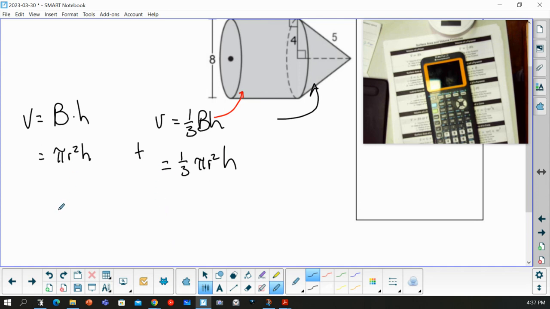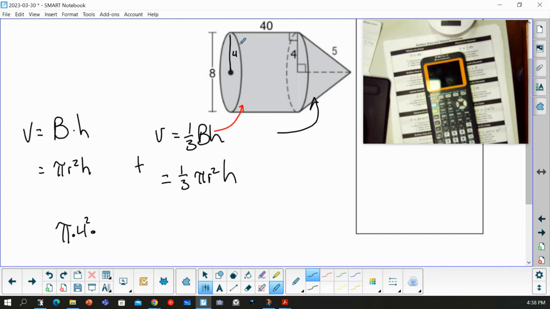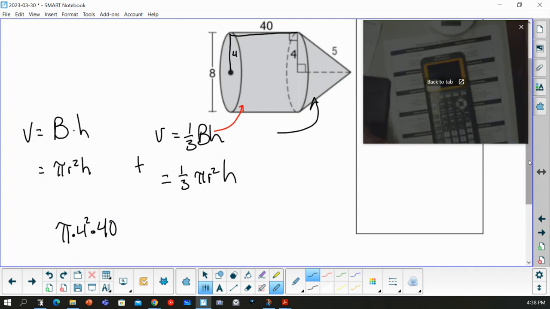So let's start off with the cylinder. Pi, the radius of the cylinder would be 4. You can also see it right here, 4. That's the radius of the cylinder, so pi times 4 squared. The height of the cylinder is the distance between the two bases. It's 40. So we've got 40.